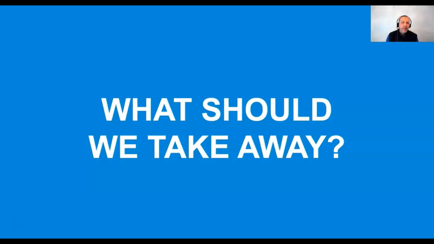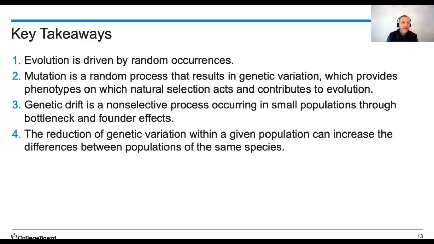So what should you take away from this lesson? Number one, evolution is driven by random occurrences. Number two, mutation is a random process that results in genetic variation, which provides phenotypes on which natural selection acts and contributes to evolution. Number three, genetic drift is a non-selective process occurring in small populations through bottleneck and founder effects. And finally, the reduction of genetic variation within a given population can increase the differences between populations of the same species.